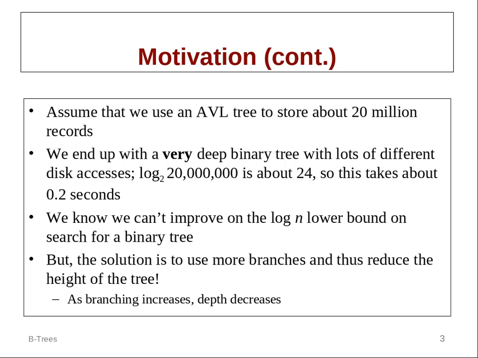We know we can't improve the log of n lower bound, so we need a better solution, and one solution is to use more branches. So instead of going down base 2, we'll make it base 100 or 1,000 or something, and hopefully that will lower the number of disk accesses we need.